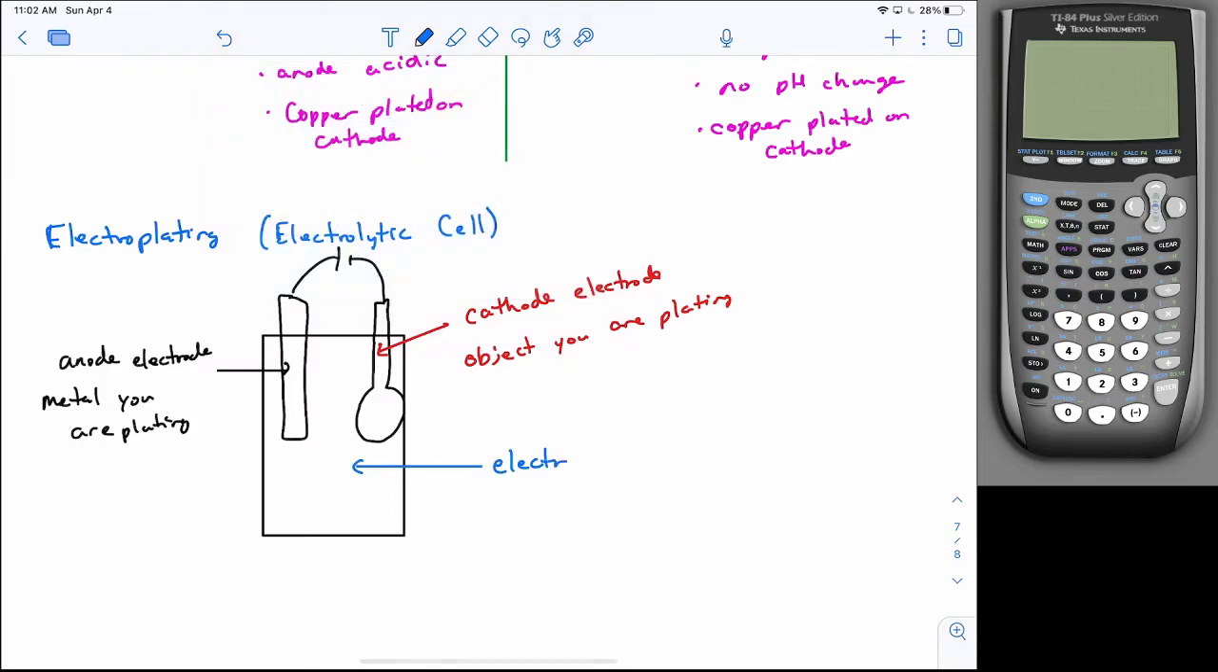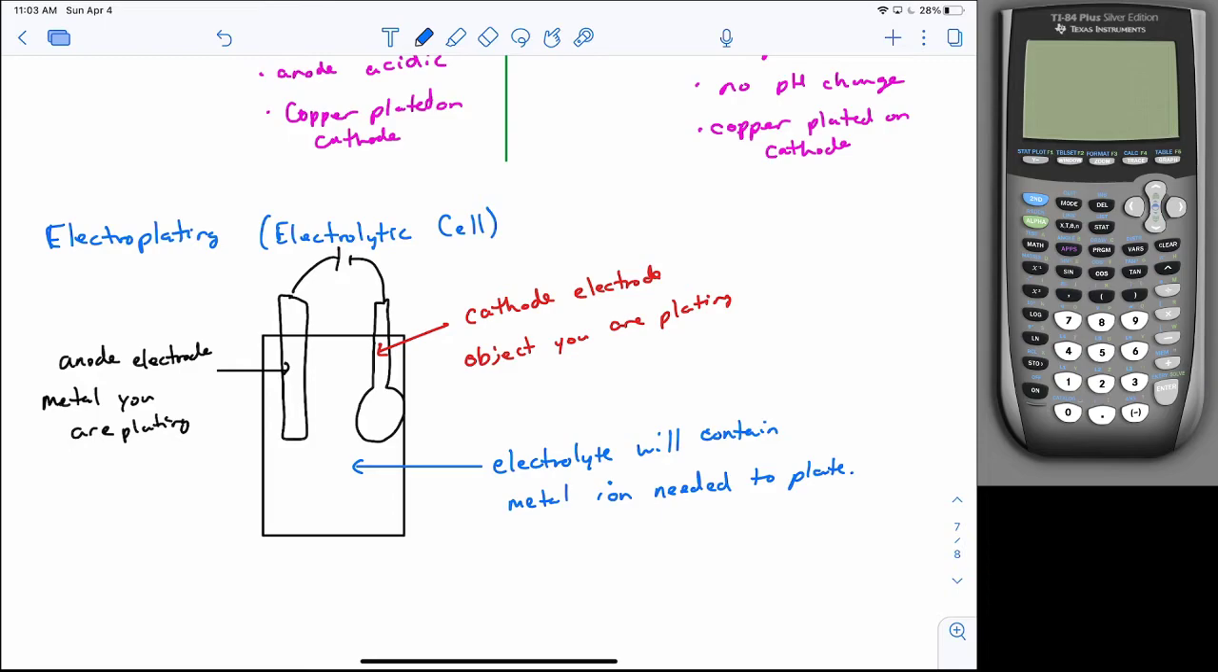And the electrolyte will contain metal ion needed to plate. So you want the metal you're going to plate on the anode, you want the object you're going to plate on the cathode, and you want the electrolyte that it's all sitting in to have the metal ion you need to plate. So if you're gold plating a spoon, then your anode would be gold, your electrolyte solution would have gold ions in it, and then your cathode would be your spoon.